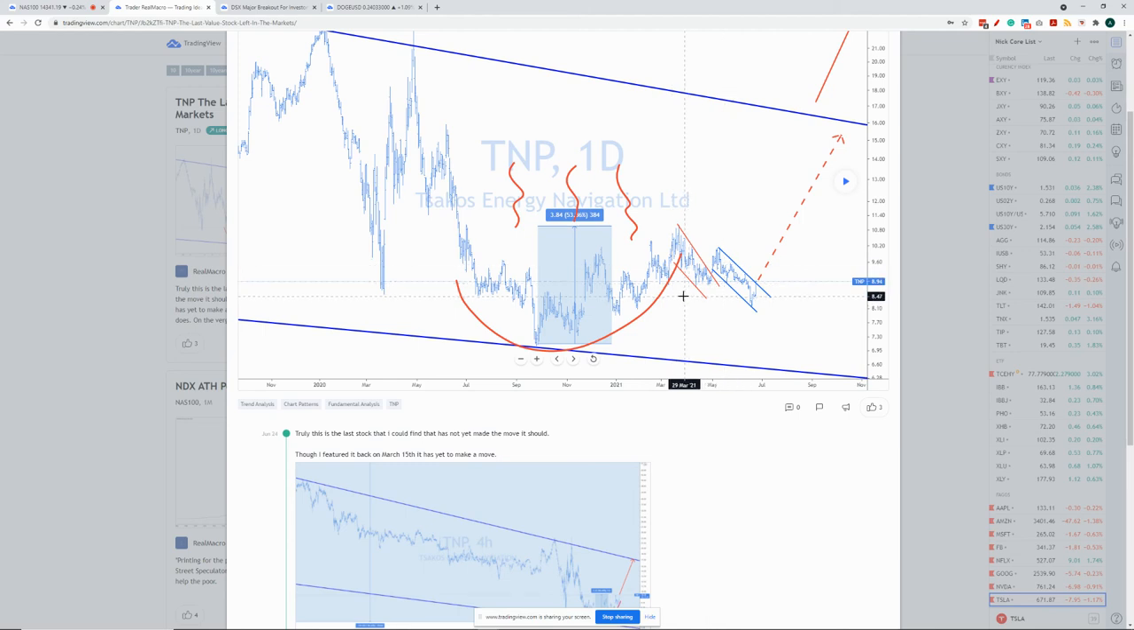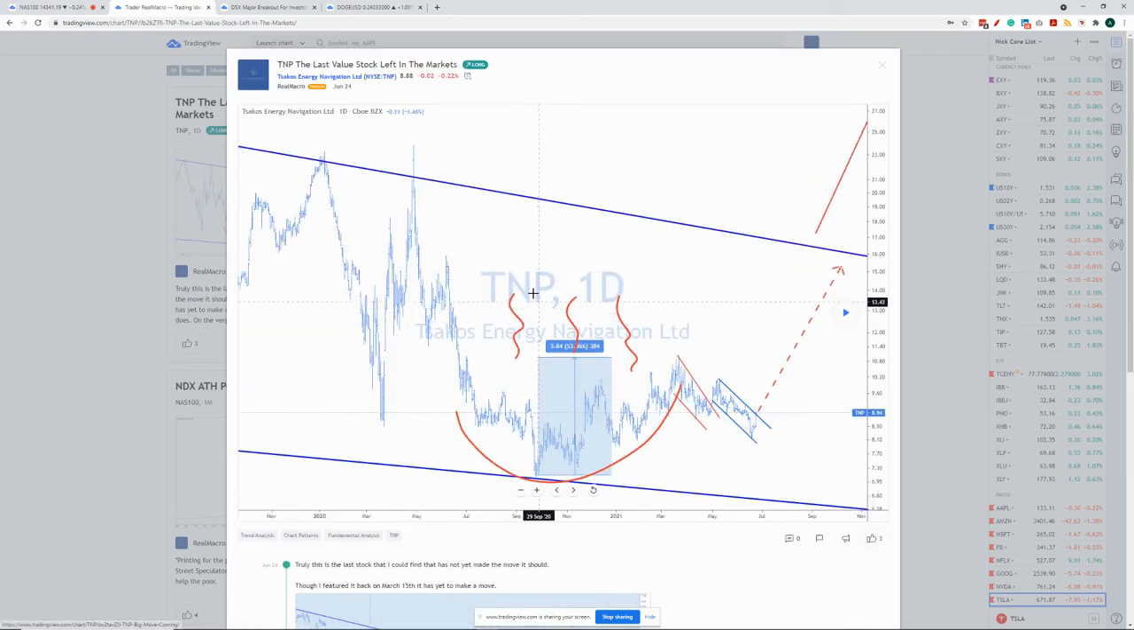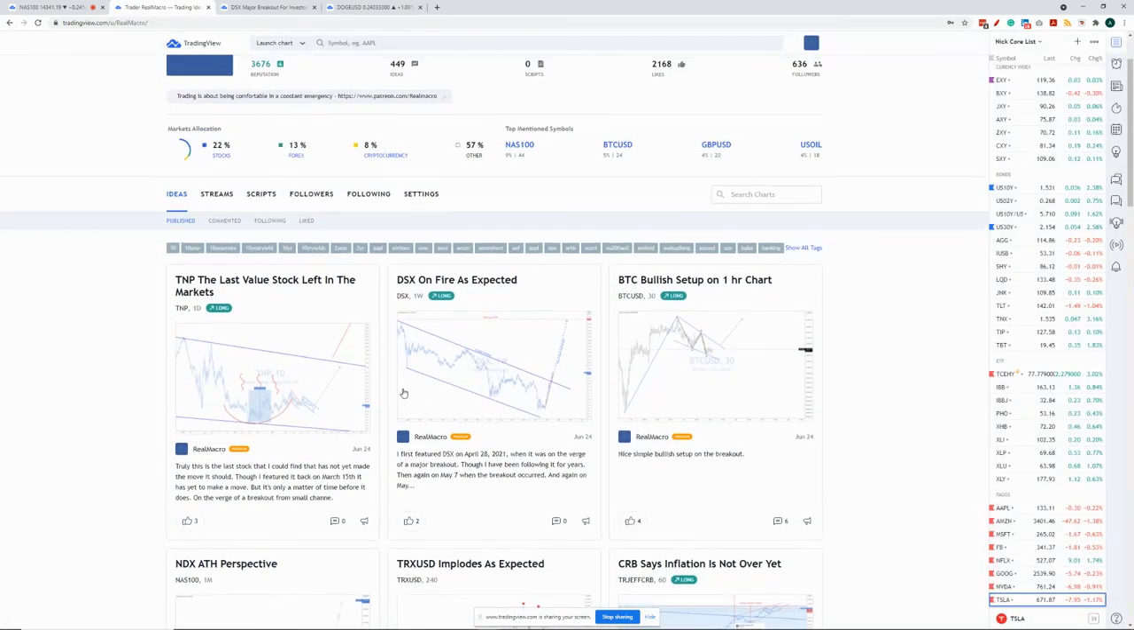Simple trades. I'm surprised it hasn't taken off with oil at 74-ish, 75. I'm surprised it hasn't taken off yet. Sometimes they lag. That's okay. That's why they're value.